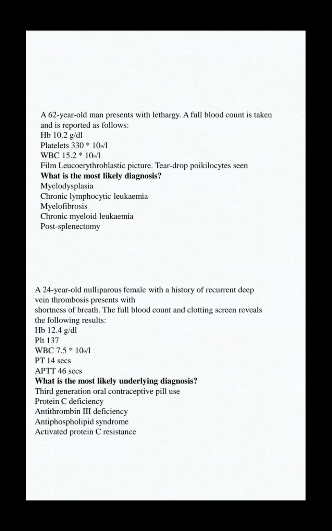Okay, so Dr. Hira. A 24-year-old nulliparous female with a history of recurrent deep venous thrombosis presents with shortness of breath. The full blood count and clotting screen reveal the following results: Hb 12.4 g/dL, platelets 137, WBC count 7.5, PT 14 seconds, APTT 46 seconds. What is the most likely underlying diagnosis? Third-generation oral contraceptive pill use, protein C deficiency, antithrombin III deficiency, antiphospholipid syndrome, activated protein C resistance.